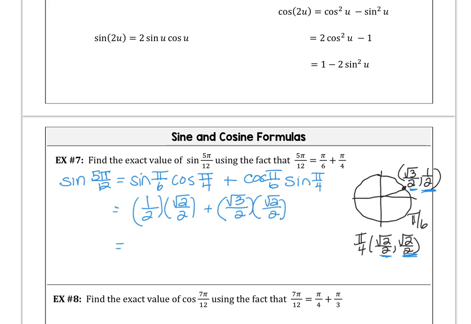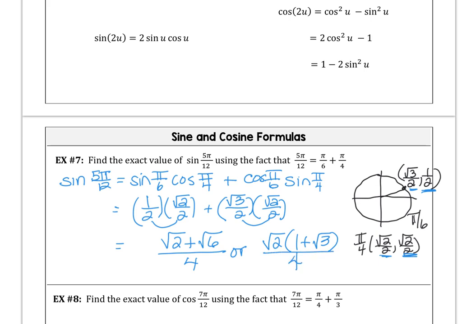So we can rewrite that as square root of 2 plus square root of 6 divided by 4, since our common denominator is going to be 4. You can also factor out a square root of 2 and have 1 plus radical 3 as our common factor divided by 4. So either way would work.